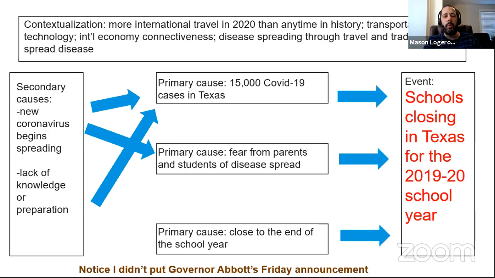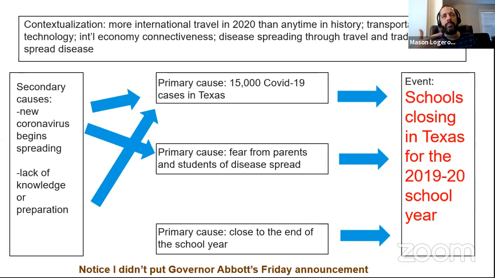Now, one other important note there, put at the bottom. Governor Greg Abbott, he's the governor of Texas. He was the one that on Friday announced schools in Texas would be closed. I've seen in a lot of student writing, whether it be in my classroom or when I grade AP tests, students will put things like that as a cause of schools closing. But guys, the fact that Governor Abbott announced on Friday schools would close is not a cause. It is the event itself. It is the school closure.